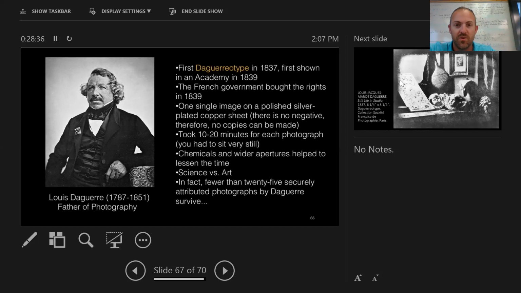I mean, can you imagine? And so the way he would do this is one single image on a polished silver-plated copper sheet. So he would use a copper sheet. No negatives in this case, therefore he can't make any copies. That's kind of the downside of this. But he created a very crisp, clear image. It would take about 10 to 20 minutes for the photograph to appear.